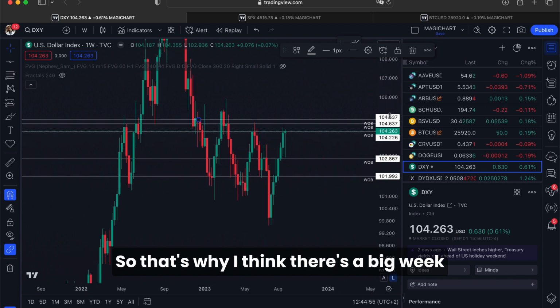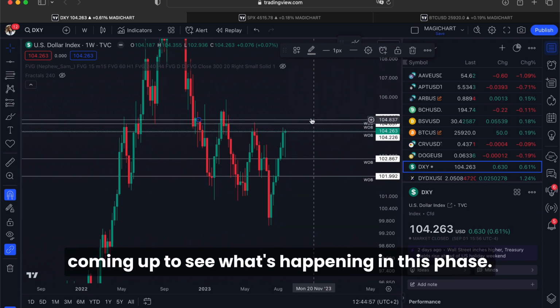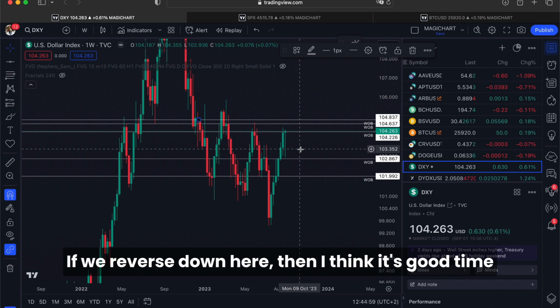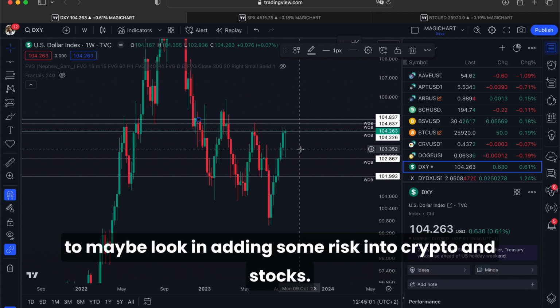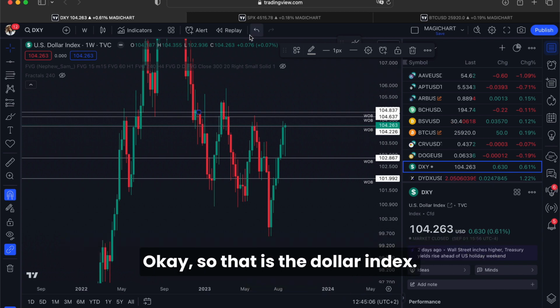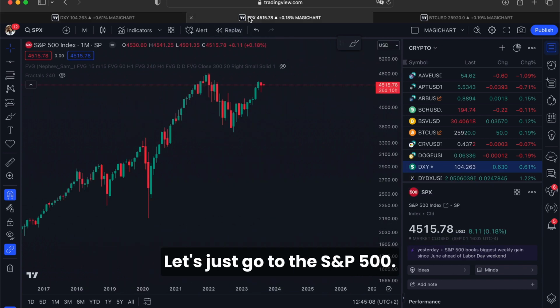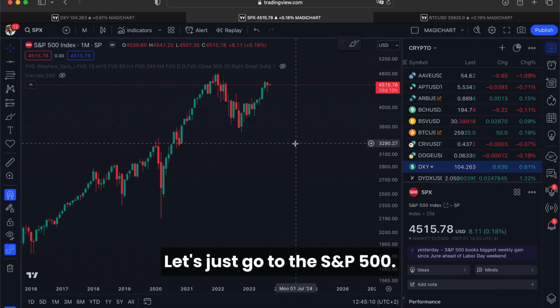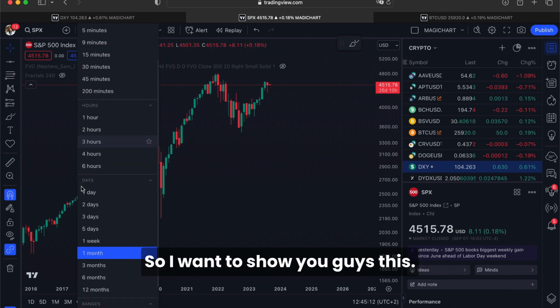That's why I think there's a big week coming up to see what's happening in this phase. If we reverse down here, then I think it's a good time to maybe look at adding some risk into crypto and stocks. Okay, so that is the dollar index. Let's go to the S&P 500. I want to show you guys this.